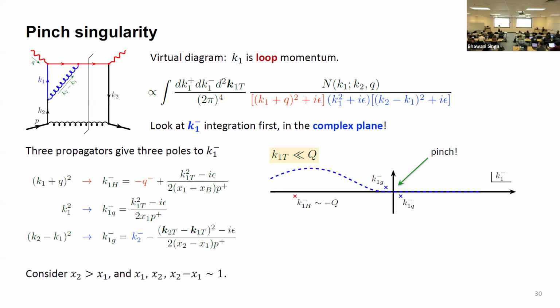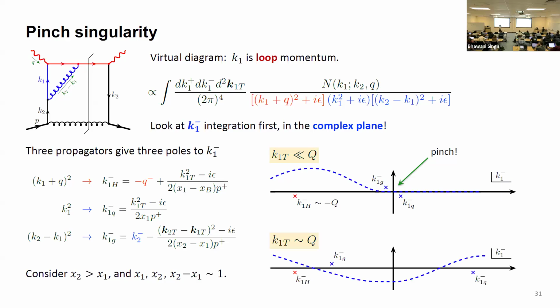So for the integration contour of K1 minus, we can deform the contour to get away from this pole. So the propagator is not so close to 0, and you have a regular integrand. But the other two poles are pinching the integration contour. So no matter how you deform, you cannot get away from these two poles. And that's what we call a pinch. And around these two poles, the two propagators, the quark and the gluon, are very, very small. That gives you a very large integrand, which is likely to give you a divergence. And that's why we call it pinch singularity or pinch divergence.